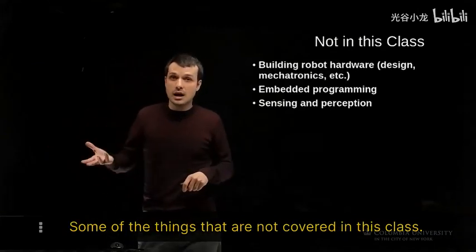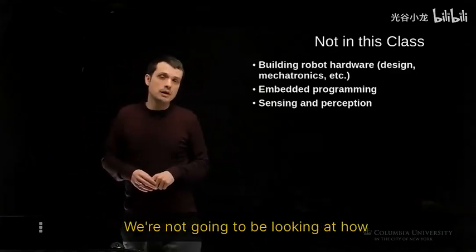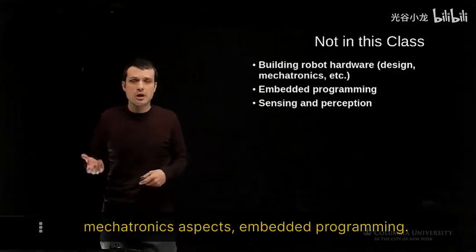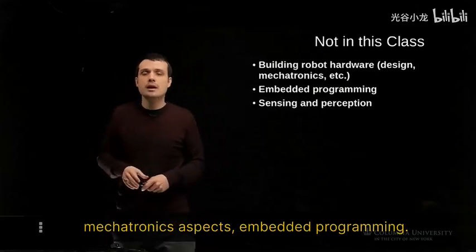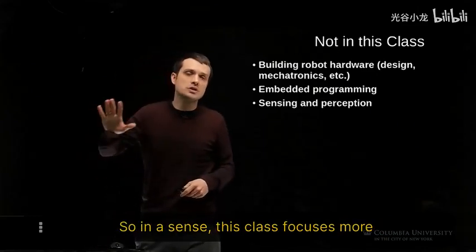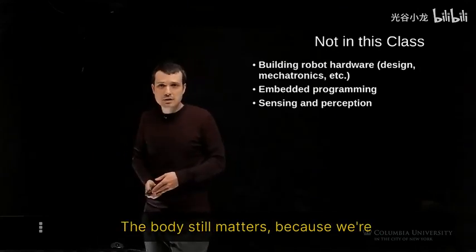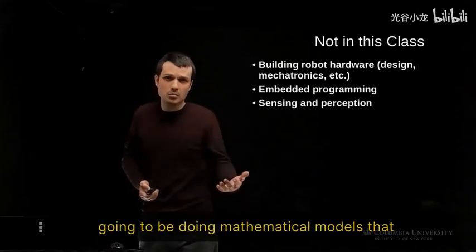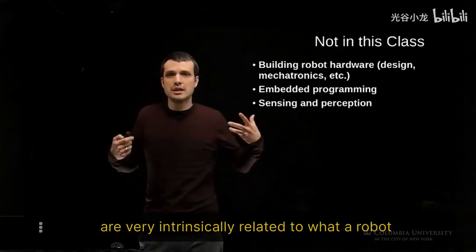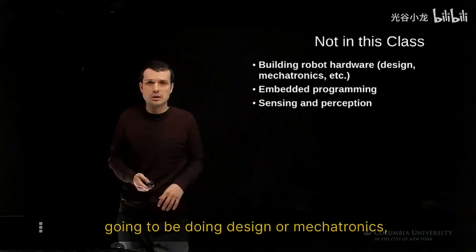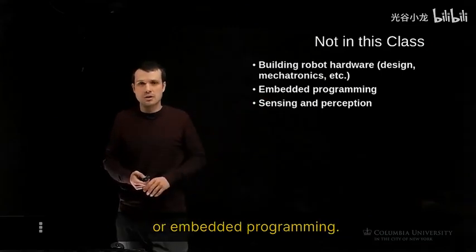Some of the things that are not covered in this class, we're not going to be looking at how to build robot hardware, how to design it, mechatronics aspects, embedded programming. So in a sense, really, this class focuses more on the brain than the body. The body still matters because we're going to be doing mathematical models that are very intrinsically related to what a robot physically looks like, but we're not going to be doing design or mechatronics or embedded programming.